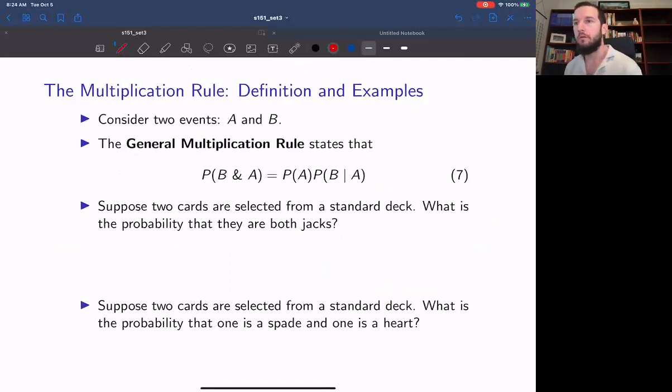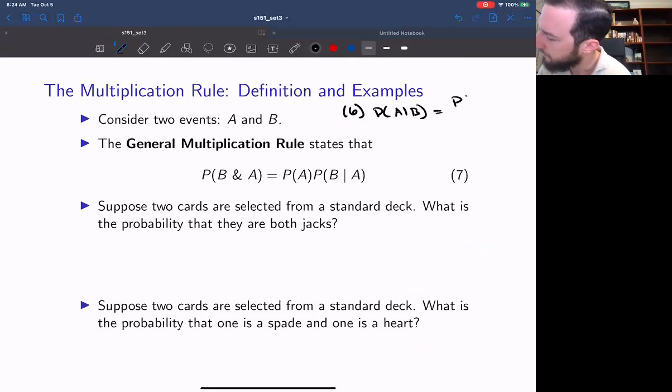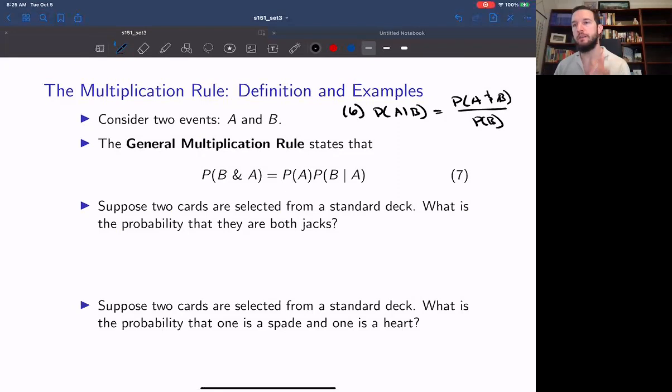All right, so the next rule that we're going to talk about is the multiplication rule. The multiplication rule is just a rearrangement of the conditional probability rule. So you might remember from equation 6, we had the probability of A given B is equal to the probability of A and B divided by the probability of B. If we multiply both sides of equation 6 by the probability of B, we end up with the probability of A given B times the probability of B.